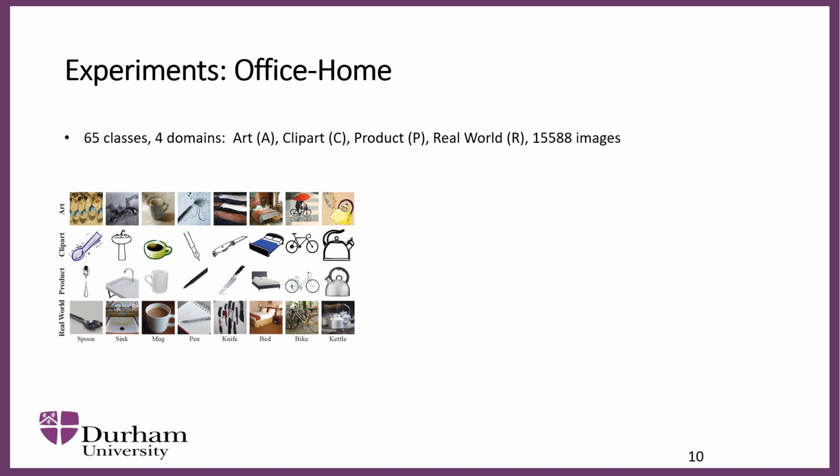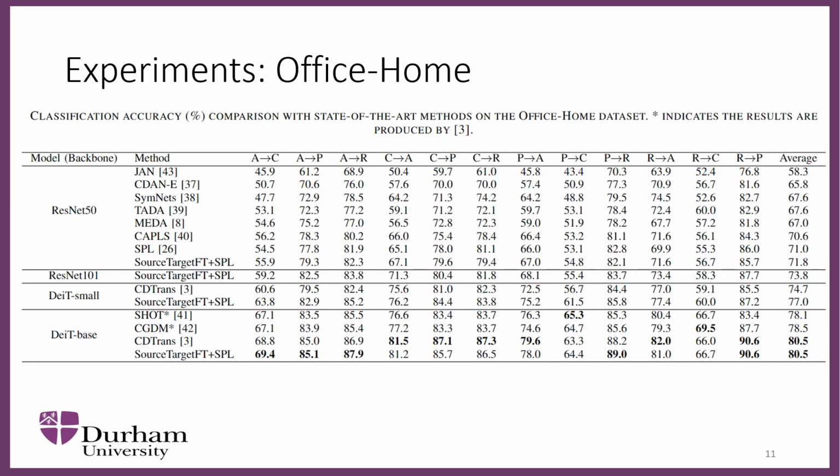We also evaluate on a more challenging dataset, Office-Home, which consists of 65 classes in 4 domains. As shown in the table, when using ResNet-50 as the backbone on the Office-Home dataset, the fine-tuned deep features lift the accuracy of SPL from 71% to 71.8%. In addition, when the other 3 backbones are used, our proposed approach can always achieve the best performance compared with state-of-the-art UDA approaches.